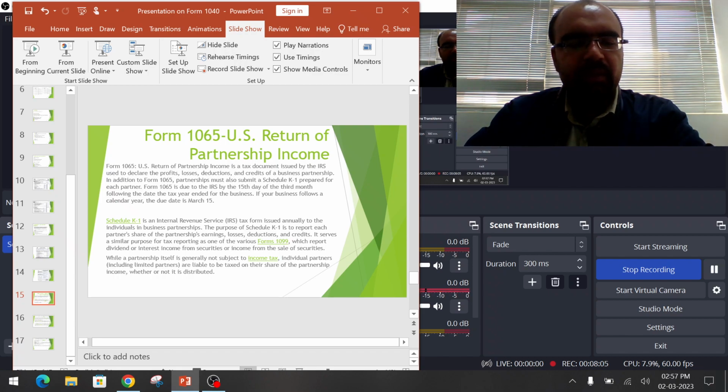It serves a similar purpose for tax reporting as one of the various Forms 1099, which report dividend or interest income from securities or income from the sale of securities. While a partnership itself is generally not subject to income tax, individual partners, including limited partners, are liable to be taxed on their share of the partnership income, whether or not it is distributed.